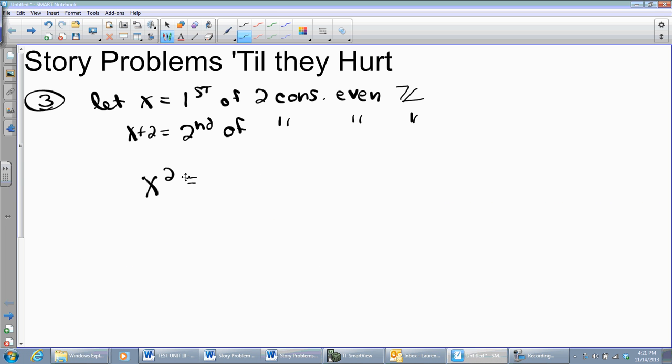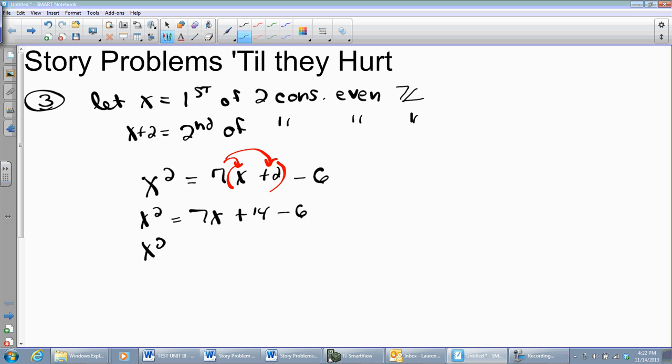Well, is the same as I need 6 less. What do I need 6 less than? 7 times the greater. Be careful. It's not 7x plus 2. I have to multiply the greater of the 2 by 7, which the greater is x plus 2. So I need a quantity there. Now that I've done that, I can go ahead and distribute. And so I will have x squared equal to 7x plus 14 minus 6. Over here, I'm going to simplify. So I'm going to have x squared equals 7x plus 8.